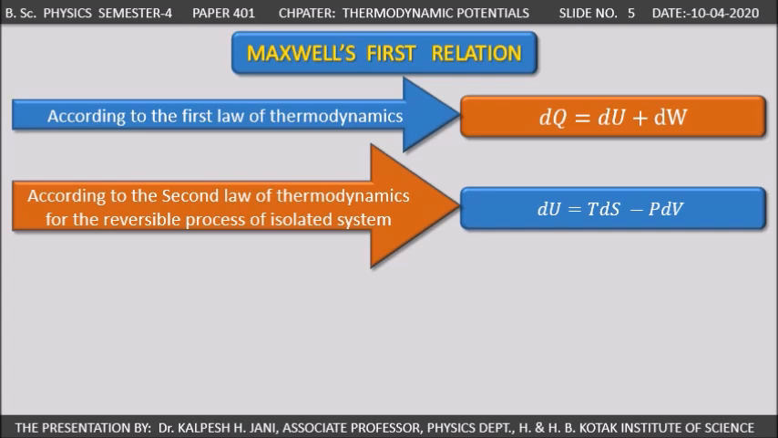Now, this U is the internal energy potential, the thermodynamic potential of the given system, and this equation shows that the internal energy potential of the given system is dependent on two natural variables. Here they are: entropy and volume. So U, the internal energy of the given system, is dependent on entropy and volume.